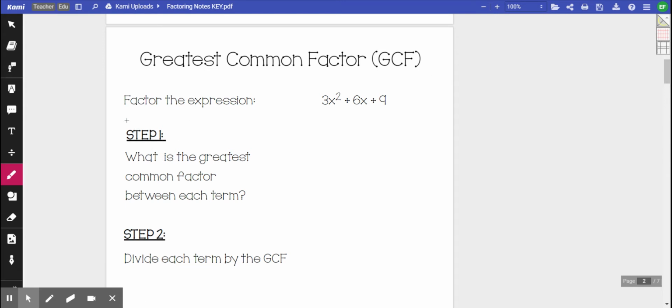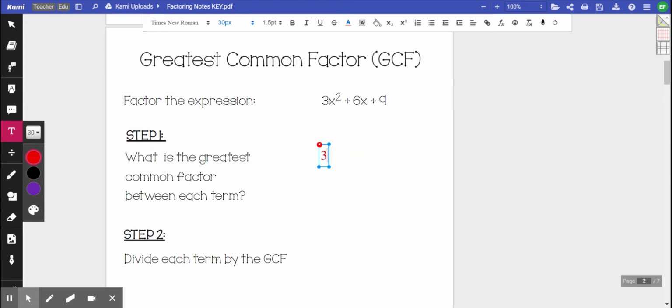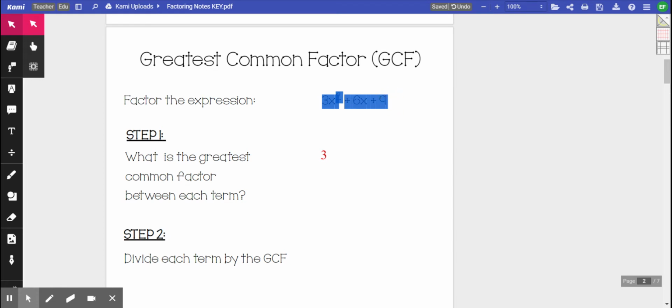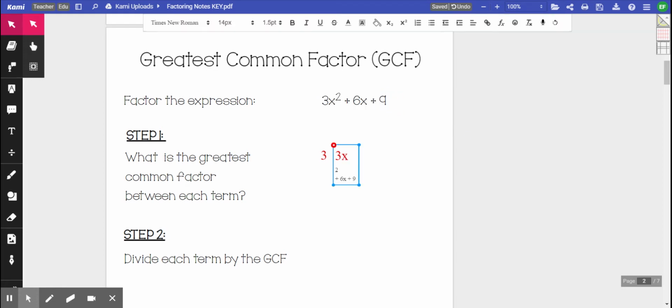The steps are listed for you. If we need to factor this trinomial here, these three terms, we'd look to see first what is the greatest common factor between each term. The GCF between each term is going to be 3. Sometimes it's just a number, sometimes it's a number and a variable. This time the GCF is just plain 3. So if we take our expression up here, our original trinomial, and we divide each one of those terms by 3.